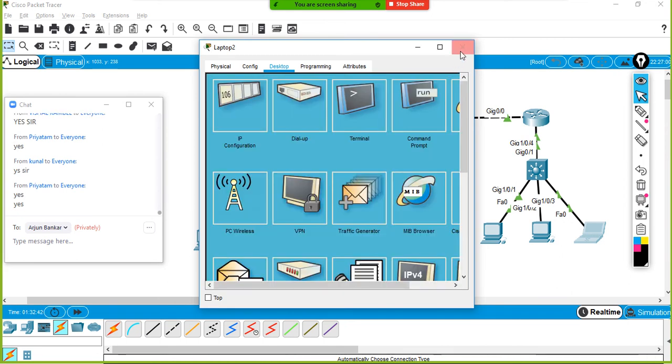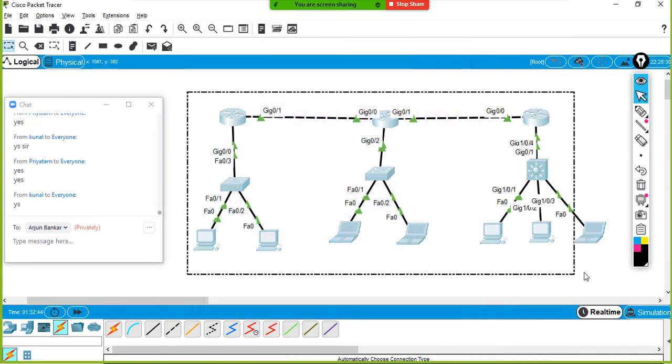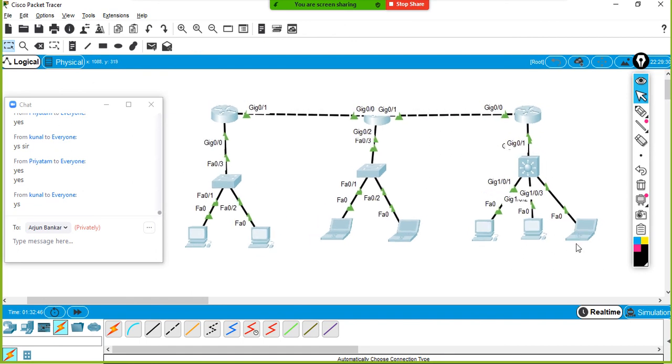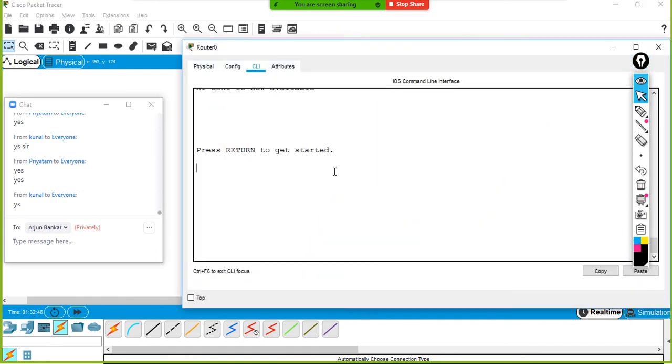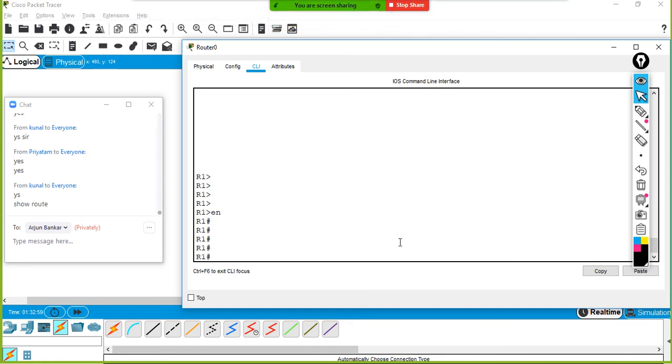Okay. Now let's go and play with the routing now. That's very important for us. So now help me out. I am in router 1. To check the routing table, what's the command we need to use? Everybody, what's the command, guys? Show IP route. Yeah, Kunal, you need to type show IP route.